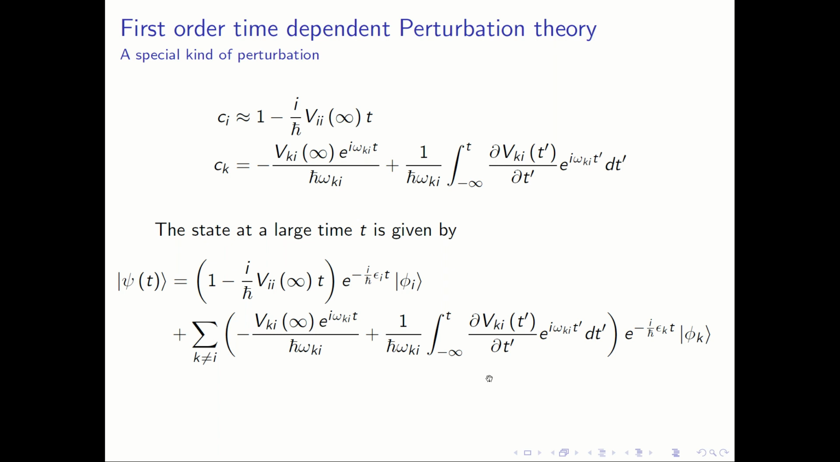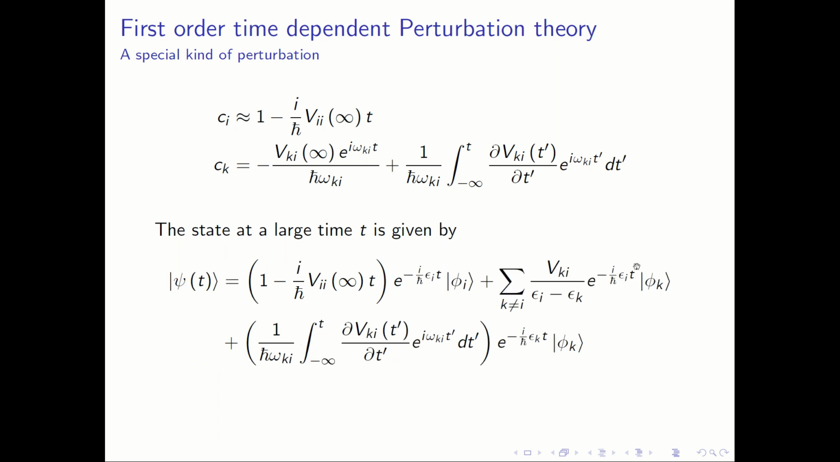Now we can polish this a bit, and this term we will leave as it is. This one we easily see also has this quantity, the e to the i omega_ki t. Remember, omega_ki is (epsilon_k minus epsilon_i) by h cross. So if you consider the first term here, the minus i by h cross epsilon_k t cancels, and you end up with the same factor, a minus i by h cross epsilon_i t here.